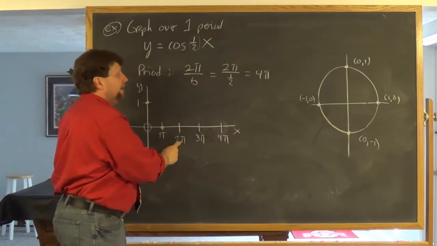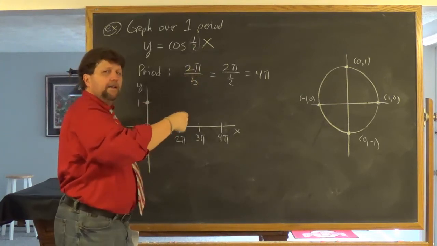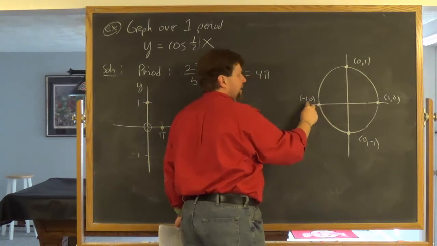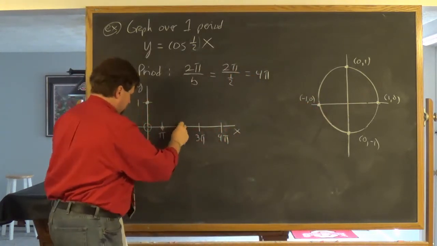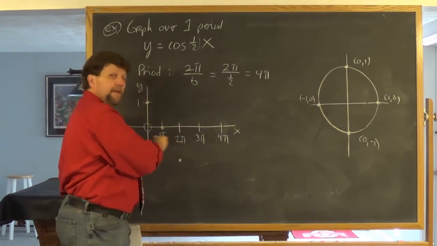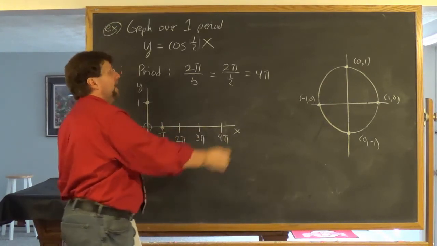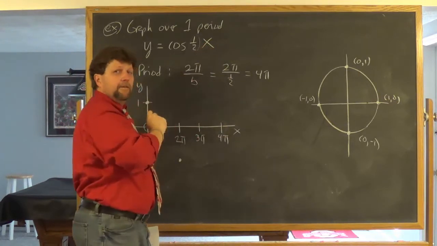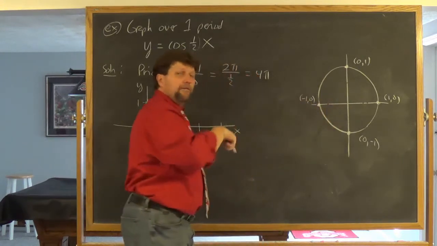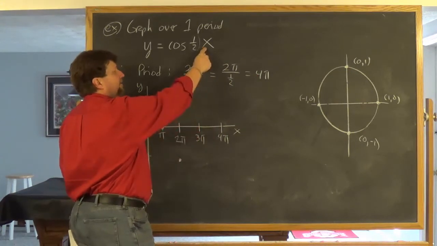Next up, 2 pi. Put 2 pi in for x. 1/2 times 2 pi is pi. Cosine of pi, well, here's pi. Cosine of pi is that x coordinate, -1. So we plot this point down here. Notice 2 pi was the midpoint of our period. And when we put 2 pi in here for x, it dropped us off on the unit circle at the point that was halfway around the unit circle. Kind of cool.